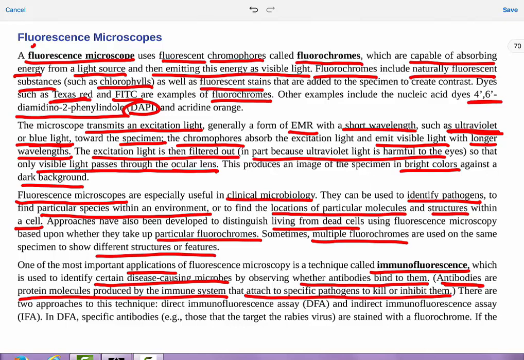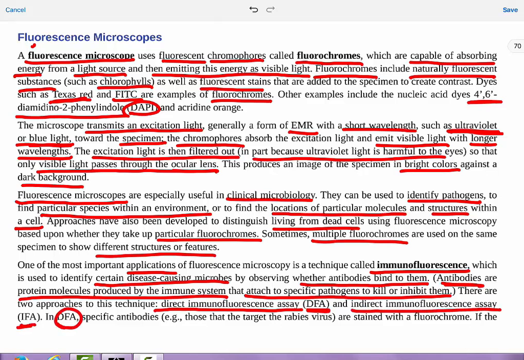So maybe it'll block the path that it uses to get into a cell and take it over, for example. So these antibodies are used. There are two approaches to this technique. Let's move on here. It says direct immunofluorescence assay, which is DFA, and indirect immunofluorescence assay, which is IFA.